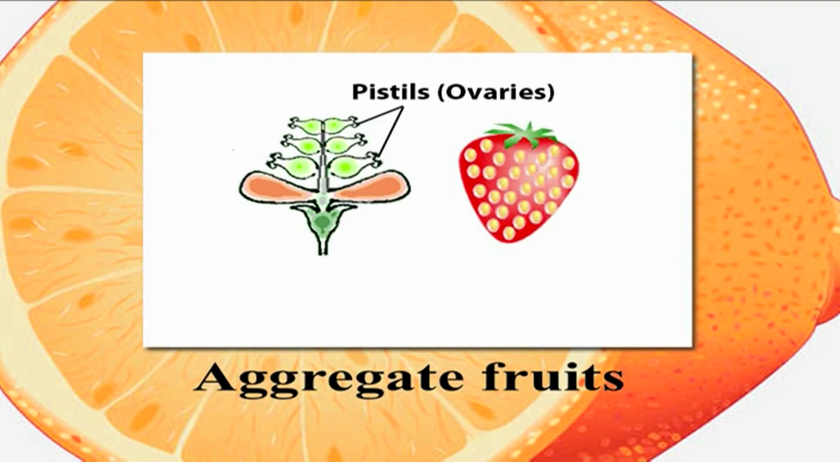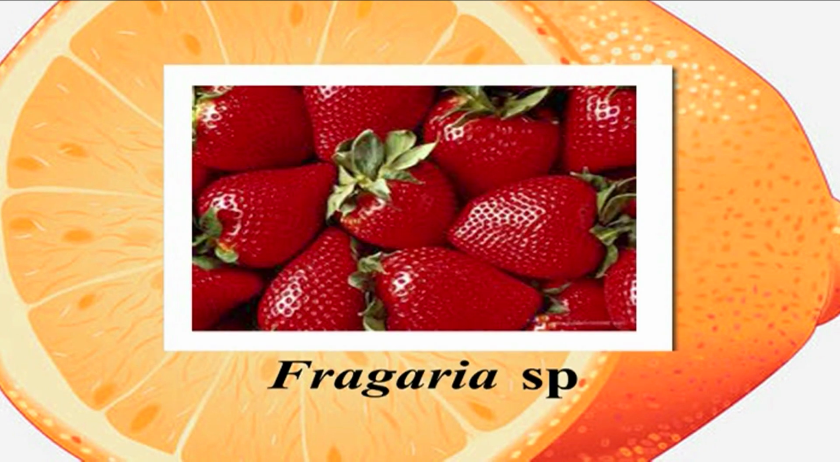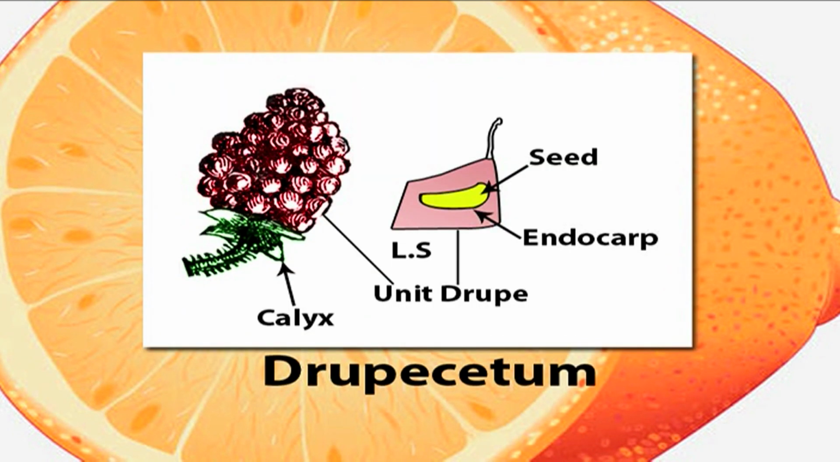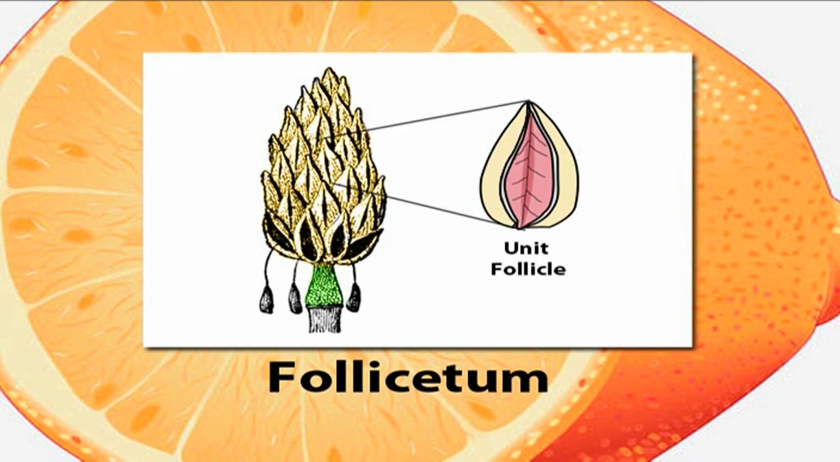An aggregate fruit develops from two or more pistil ovaries of one flower, that is, from a number of separate carpels of one gynoecium. Each individual ovary forms a fruitlet. It's of the following types. Achenetum. It is an aggregate fruit of achenes in which the achenes are on the surface of accessory tissue, an enlarged fleshy receptacle. Example, Fragaria species. Drupetum. It's an aggregate fruit of drupes. Example, raspberry or blackberry. Folliculetum. It's an aggregate fruit of follicles.